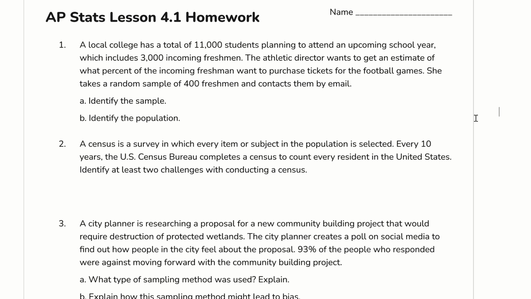So Chapter 4, Lesson 1 is what we went over in class, and we're going to look at the homework problems. Now keep in mind the homework problems do say 4.1 and 4.2, but they're really both from 4.1. So let's go ahead and get started.